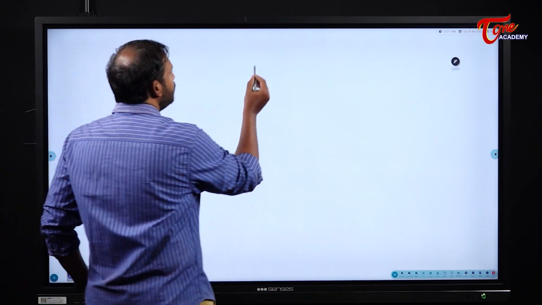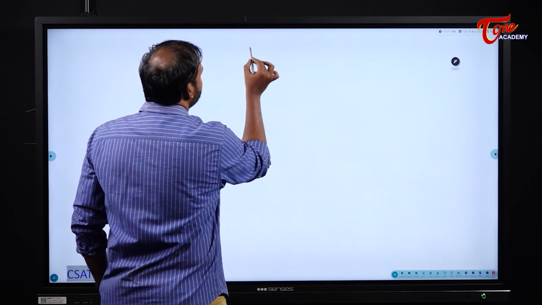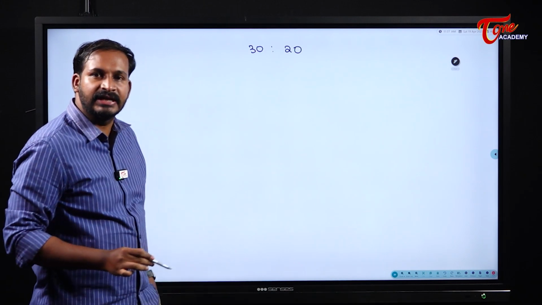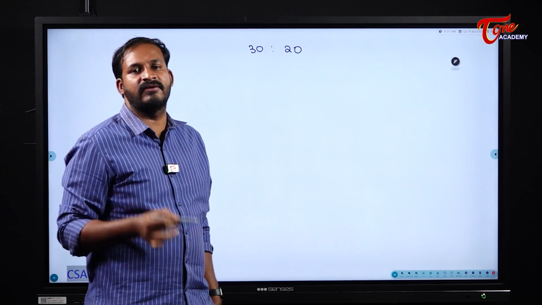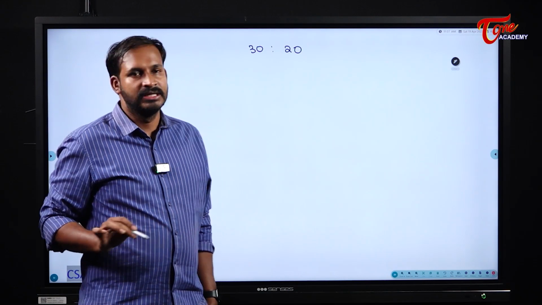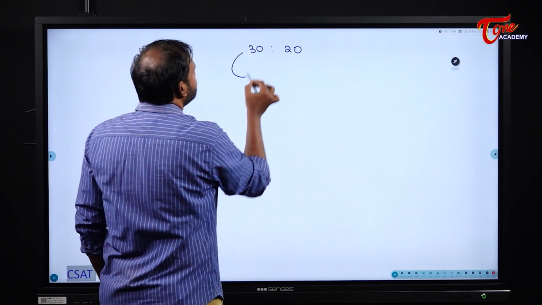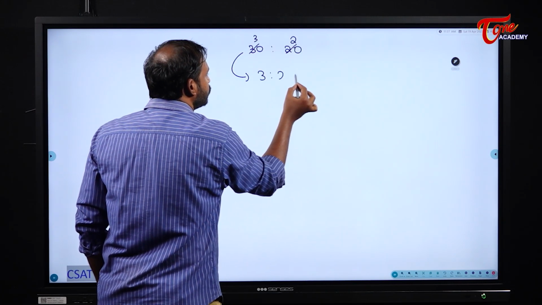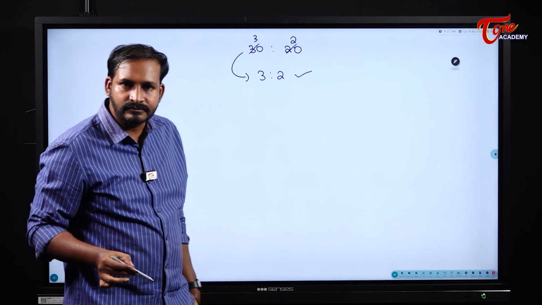See here, for example, if there are two numbers, some 30 and 20, and you want to write them in the form of ratio. Ratio means what? The simplified form of the given numbers. Now, what will you do? 10 3s are 30, 10 2s are 20. So you will write this as 3:2, right? Am I correct?